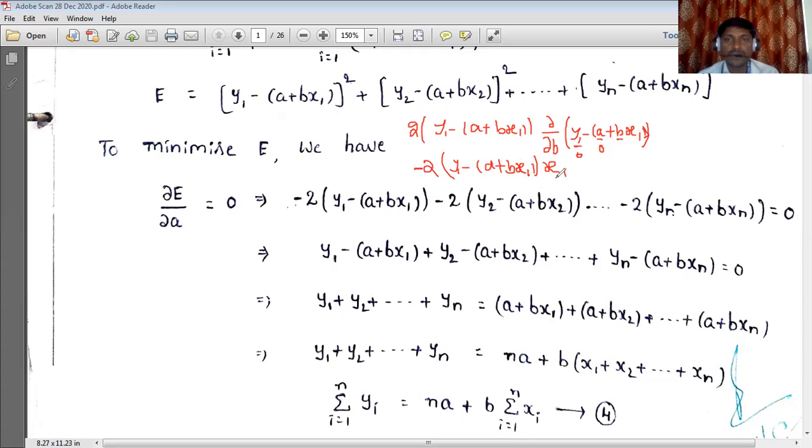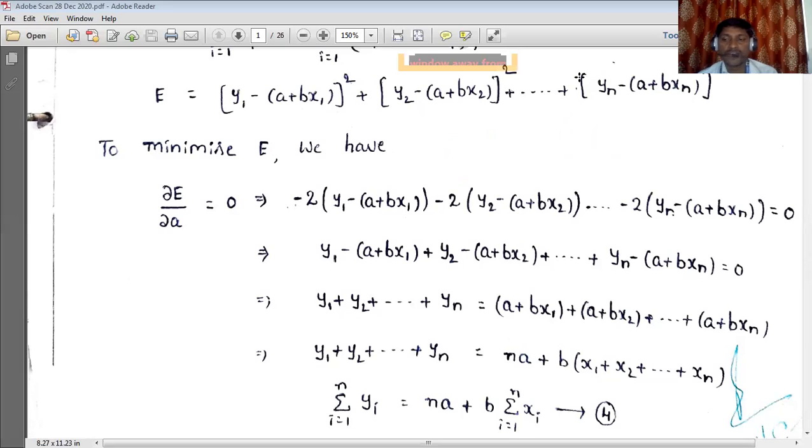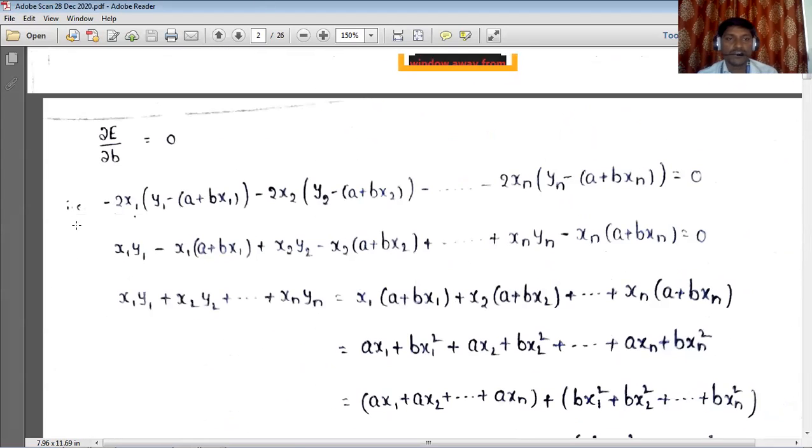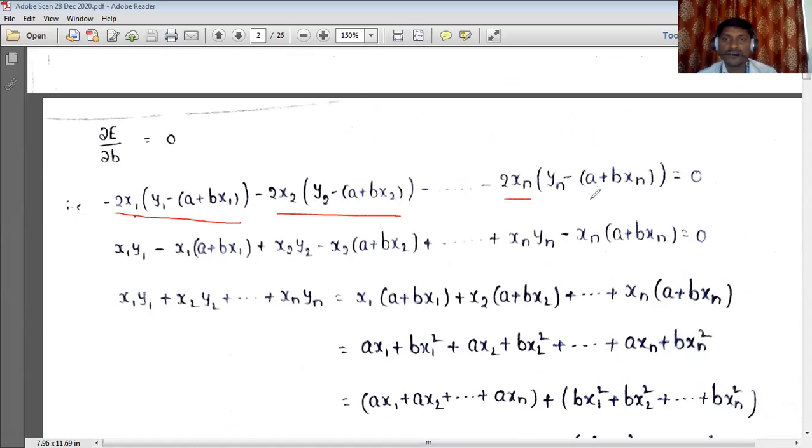It means we'll get minus 2x1 into this total term. Next, the second term, minus 2x2 into this total term. Next, minus 2x3 into this total term. Like that it will go. So only the derivatives you need to know, that is the partial derivative. That is what we wrote here. First, minus 2x1 into (y1 minus (a plus bx1)), minus 2x2 into this one, and minus 2xn into (yn minus (a plus bxn)).